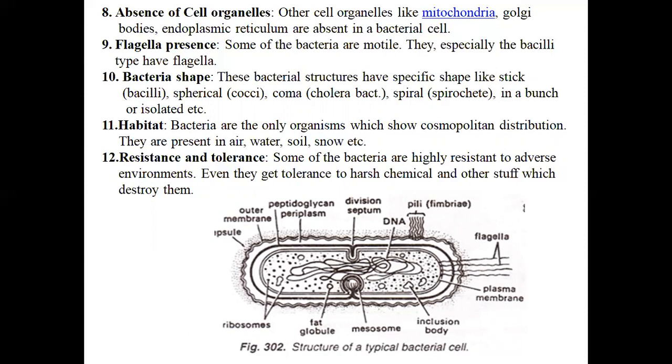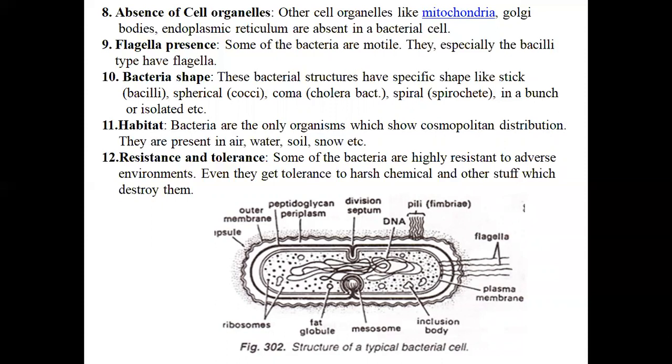The habitat of the bacteria, next character: the bacteria are the only organism which shows cosmopolitan distribution. They are present in air, water, soil, snow, etc. Everywhere, means the habitat of the bacteria is everywhere. We have seen so many videos on YouTube that the life of human beings starts from the bacteria, from the sea bacteria. The bacteria can be seen anywhere, from the Arctic to the Antarctic, in the sea or in the soil.